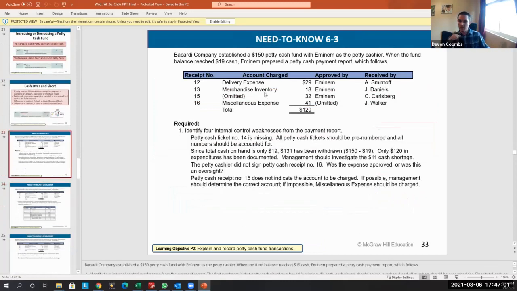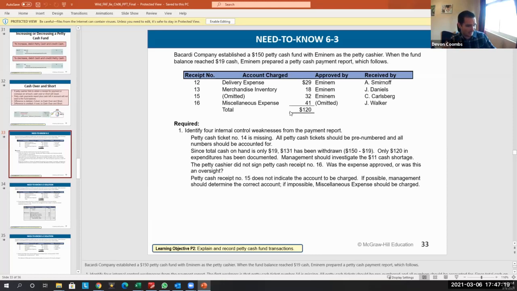Okay. So let's kind of go through how we reconcile this. We establish a $150 petty cash fund. When the fund balance reached $19 cash, we prepared a petty cash payment report. Identify the 4 internal control weaknesses from this payment report.